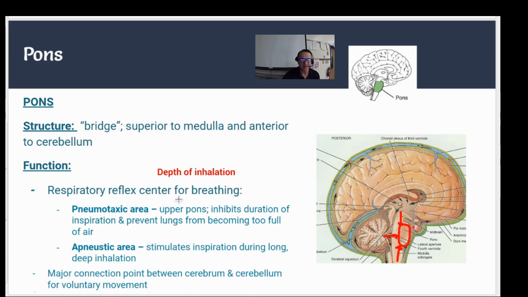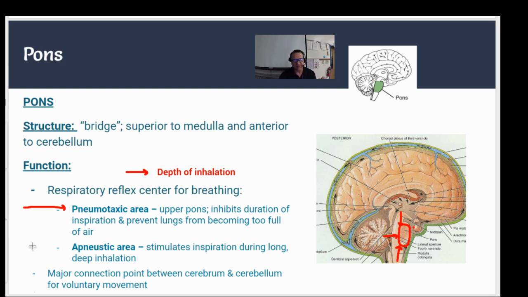That's your pons. Its major functions: it's got a respiratory reflex center for breathing, but what you're going to want to add to your notes is the depth of the inhalation. I don't believe you'll need to know these areas, but you have the pneumotaxic area. That's the area that, when your lungs become filled with air and you're breathing in totally full, is stimulated and says stop the inhalation.